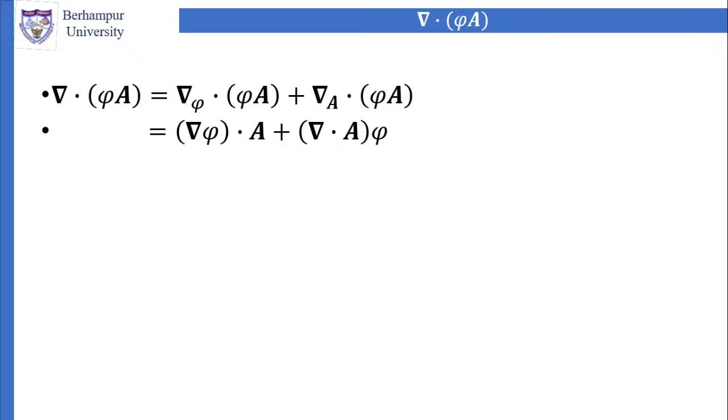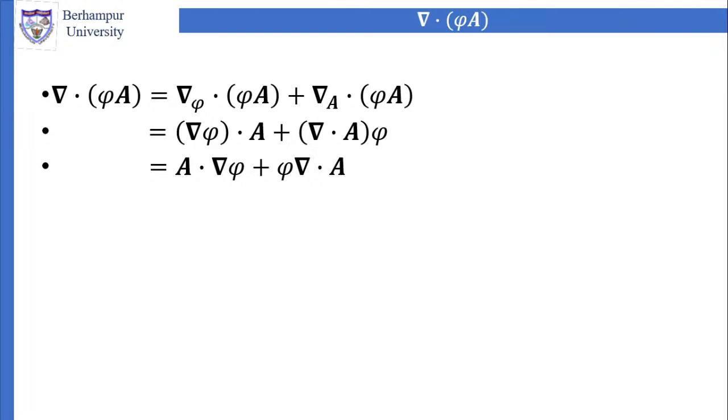So A dot grad phi is the same as grad phi dot A, plus divergence of A into phi. Phi is a scalar, we are multiplying divergence of A with a scalar. A scalar multiplied by a scalar. Okay. Now that again will be equal to A dot grad phi plus phi divergence of A.